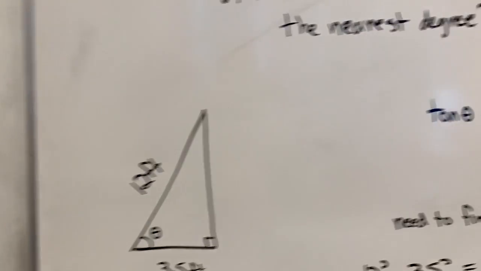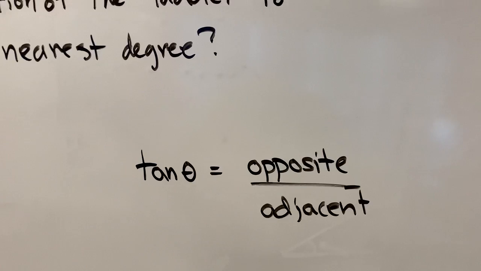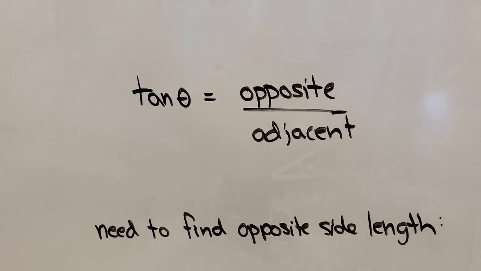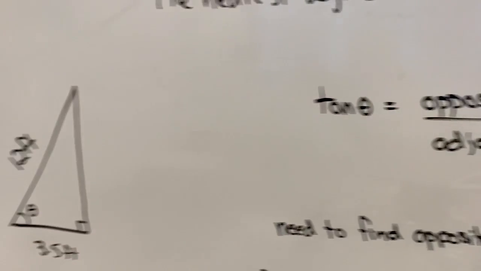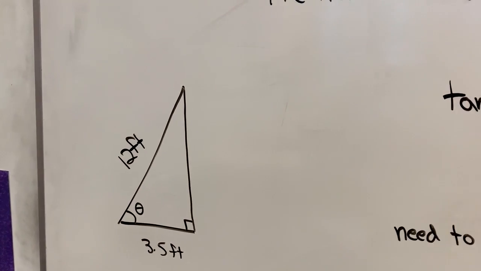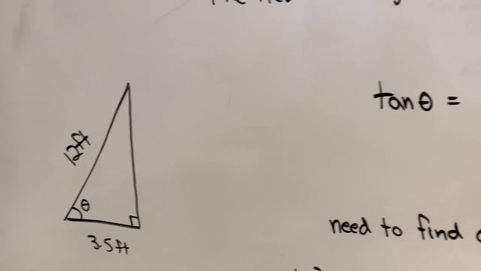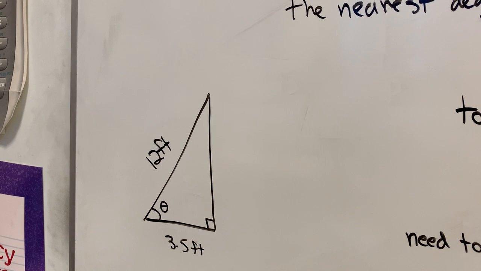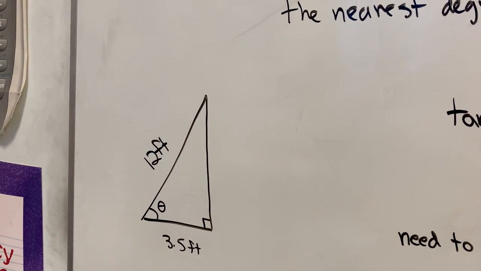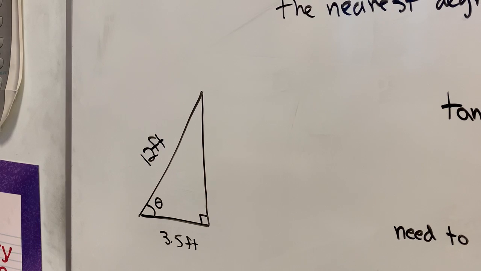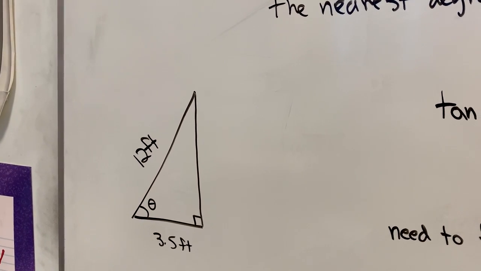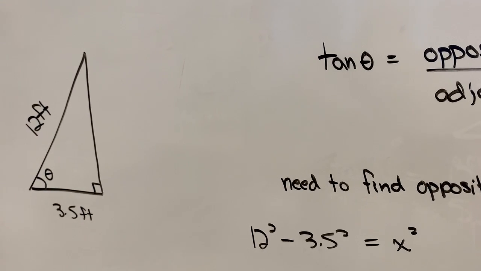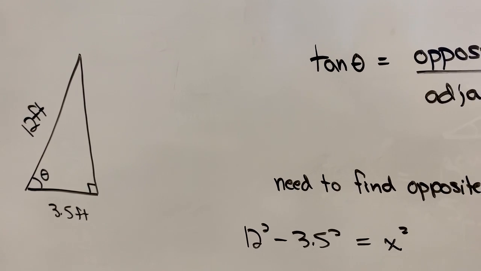But since tangent is opposite over adjacent, the only way to use tangent here will be to find that opposite side length. Now you guys have the skills from previous courses to find a missing side length of a right angle triangle, and that is to just use Pythagoras. We know that a squared plus b squared equals c squared. So in this case, 12 squared minus 3.5 squared is going to give us that missing side squared. So let's just call that x for a second. 12 squared minus 3.5 squared will give us the length of x squared.